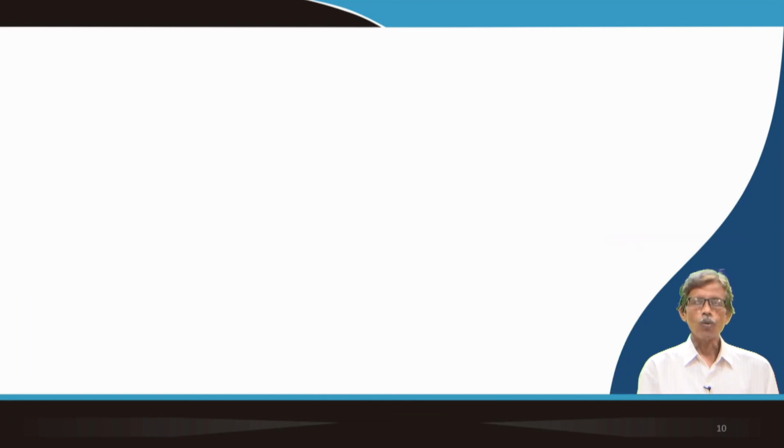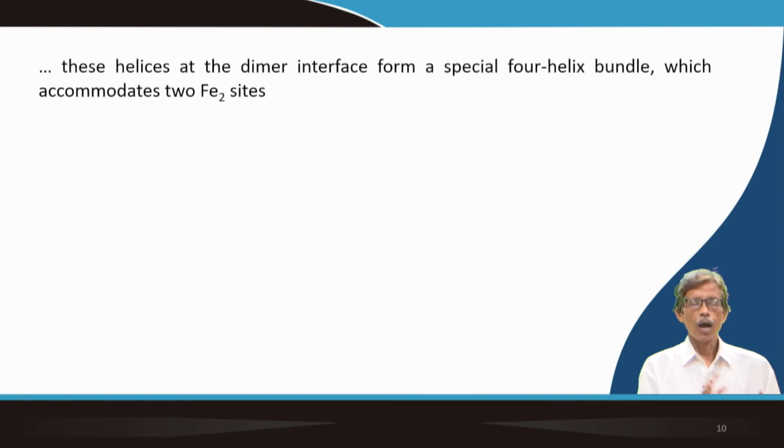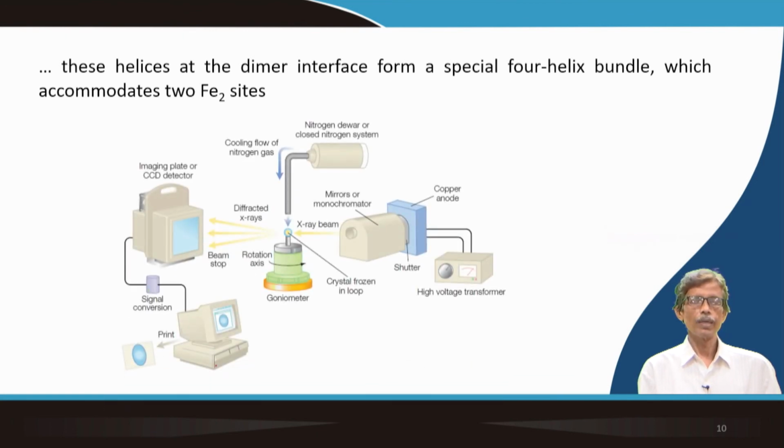So, whether we will be able to get that particular information, how these helices are there at the dimer site and at the dimer interface form a spherical 4 helix bundle. So, one bundle has 4 helices. Double helix we know, triple helix we also know, but you can have a 4 helix bundle, and that 4 helix bundle is responsible to trap or locate or take that particular Fe2 site.